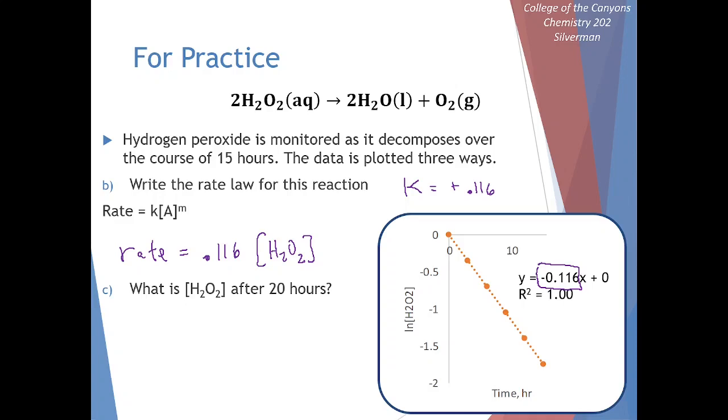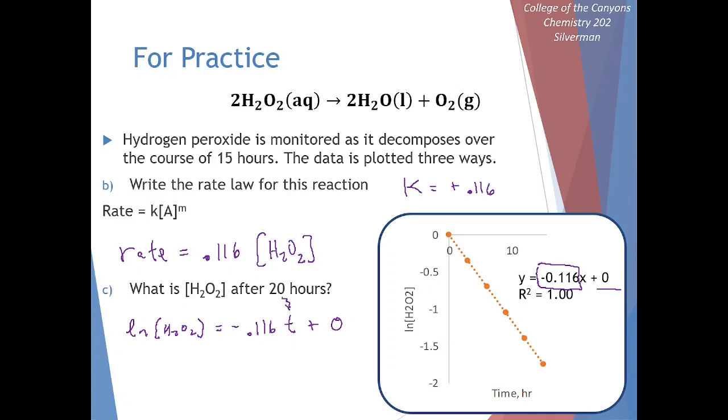Our rate law and this integrated rate law equation is also really useful. We can use this to determine the concentration at any point in time. Our question here is, at time equal to 20 hours, what is going to be our concentration? Well, our equation says that the natural log of our concentration is equal to negative kt plus the natural log of our initial concentration, which in this case is just 0.